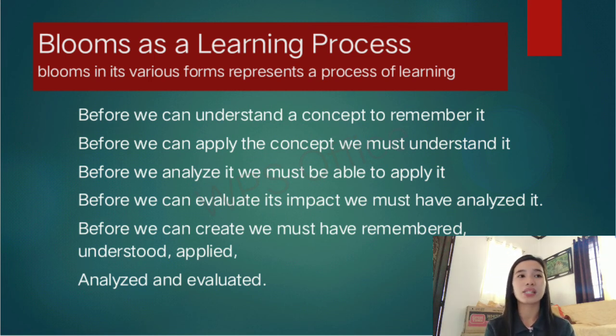With this, Bloom's various forms represent a process of learning. First, before we can understand a concept, we have to remember it. Second, before we can apply the concept, we must understand it. Third, before we analyze it, we must have applied it. Fourth, before we evaluate it, its impact must be analyzed. And number five, before we can create, we must have remembered, understood, and applied. And lastly, we have to analyze and evaluate.